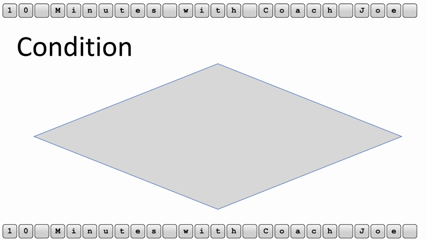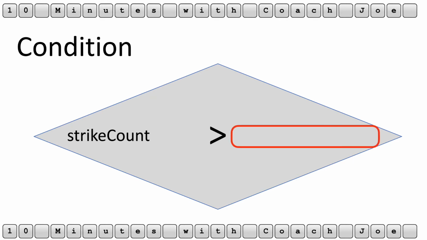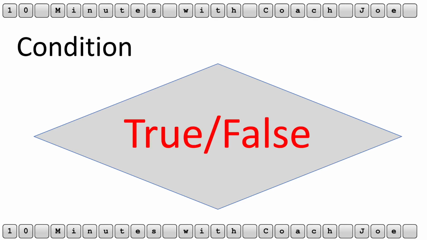Remember, a condition consists of a relational operator like greater than, and an expression on the left like strike count, and an expression on the right like 2. This condition is used to determine if the batter has struck out. The result is either true or false. Let's simplify a condition from 2 expressions separated by a relational operator down to the result, true or false. A logical operator is meant to evaluate 2 conditions.